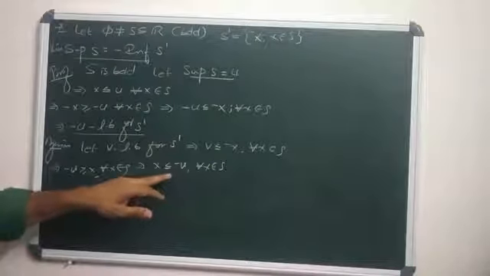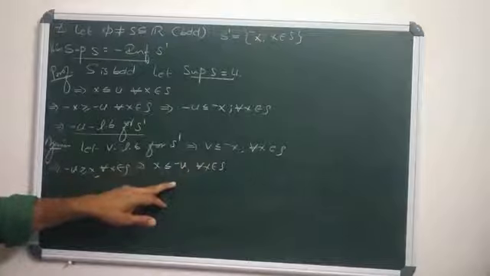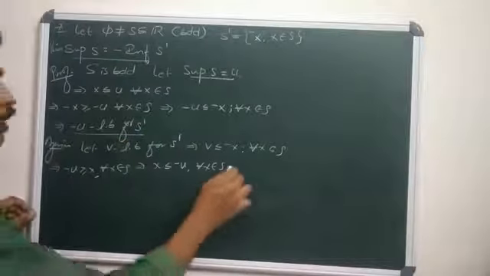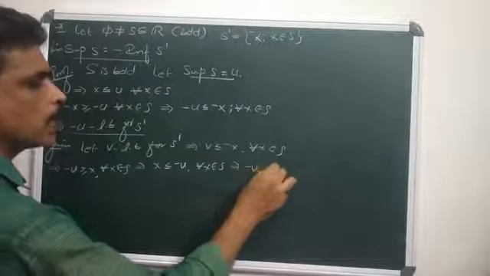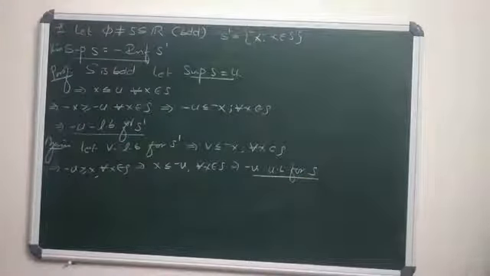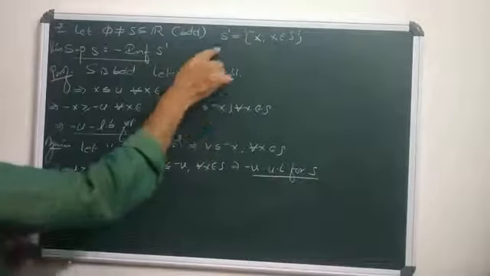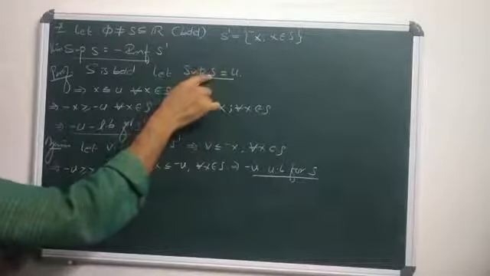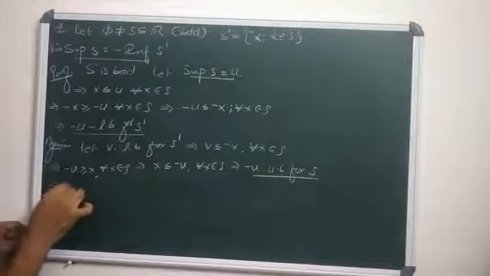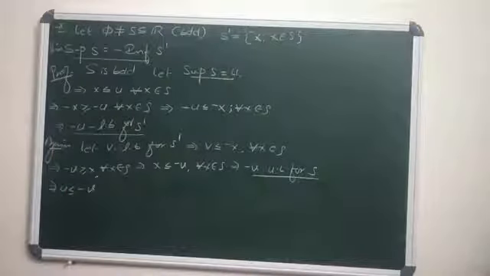What is V? V is a real number. So there exists a real number minus V such that x less than or equals minus V for all x in S. So that means minus V is an upper bound for S by the definition of upper bounds. But what is U? U is the supremum of S, the least upper bound of S. Here minus V is an upper bound for S. That means U less than or equals minus V. Why? Because U is the least upper bound for S.